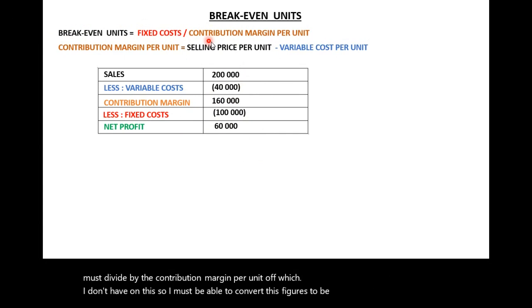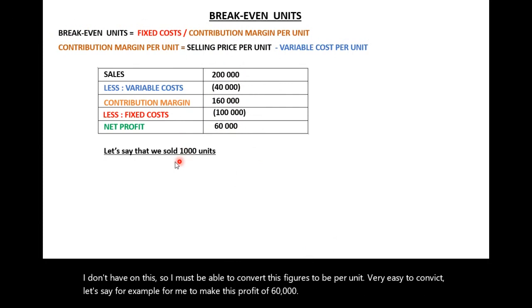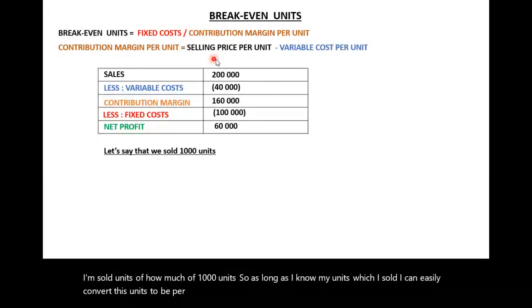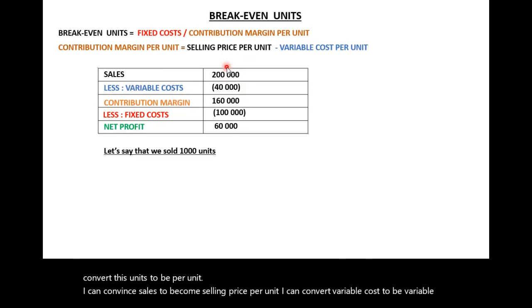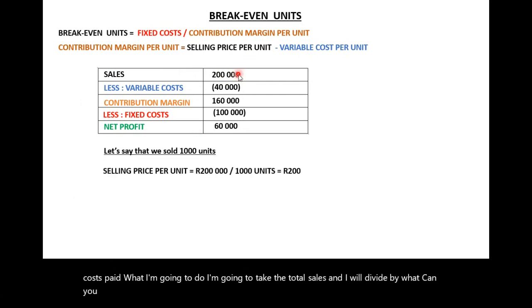Very easy to convert. Let's say, for example, for me to make this profit of 60,000, I sold how many units? 1,000 units. So as long as I know the units which I sold, I can easily convert these figures to per unit. For example, I can convert sales to become selling price per unit, and variable cost to become variable cost per unit. I'm going to take the total sales and divide by what? Can you see? I took sales of 200,000 and divided by 1,000 units and I got 200 per unit. Already I have got this one.